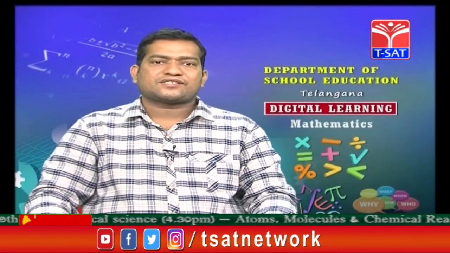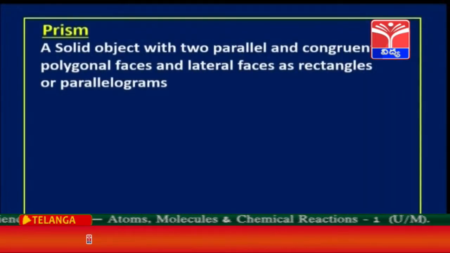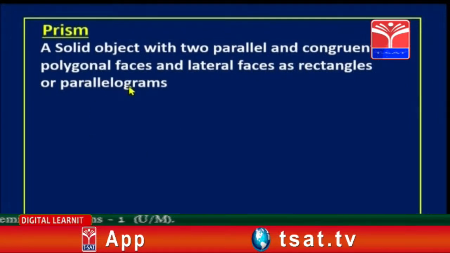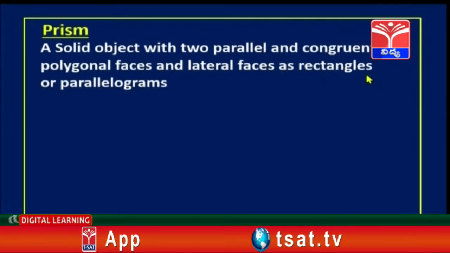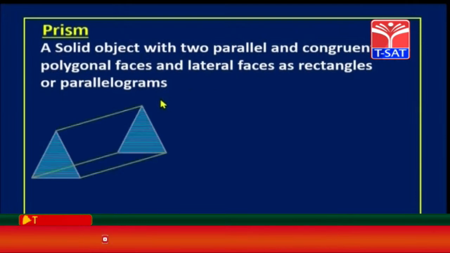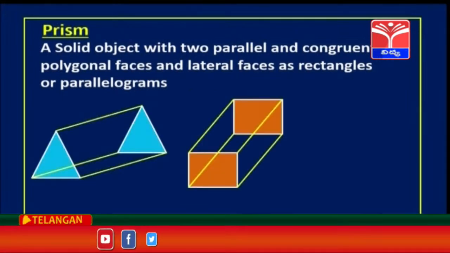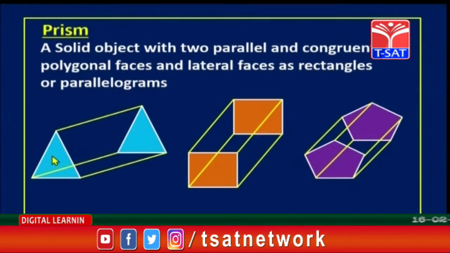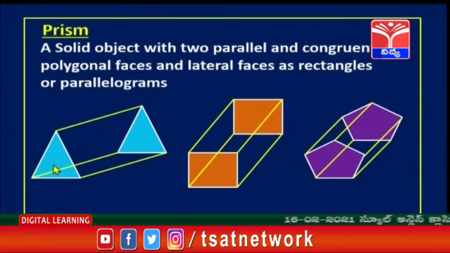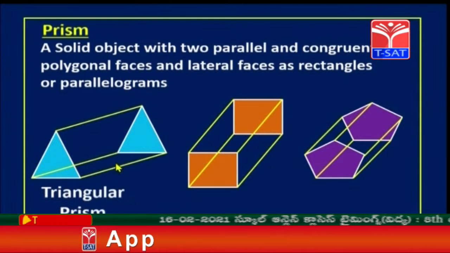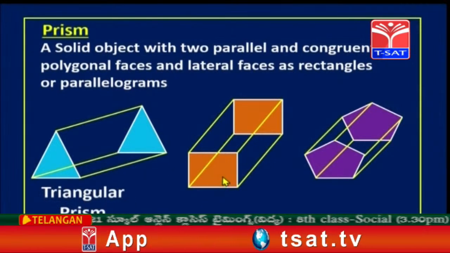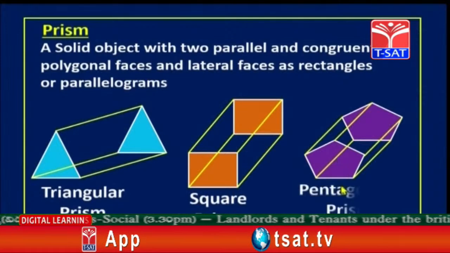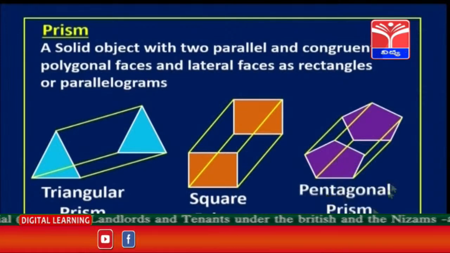Children, now let us understand what is a prism. A solid object with two parallel and congruent polygonal faces and lateral faces as rectangles or parallelograms. Children, you can observe here three prisms. The first one is having the base as triangle, so we have to call them as triangular prism. The second one, base is square, so we have to call them as square prism. And the third one is having pentagon, so we have to call it as a pentagonal prism.